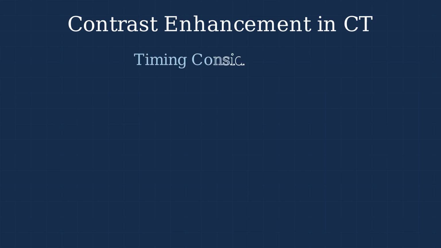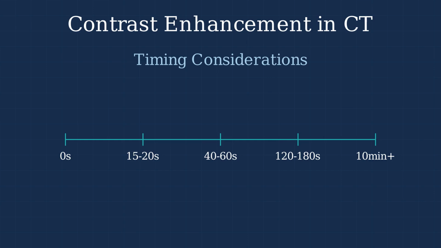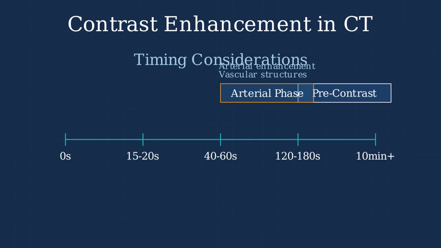The timing of image acquisition after contrast administration is crucial for capturing specific phases of contrast enhancement. CT scans can be timed to capture different phases of contrast distribution. Pre-contrast images are taken before any contrast is administered. The arterial phase occurs approximately 15 to 20 seconds after injection, when contrast is primarily in the arteries and highly vascular structures.